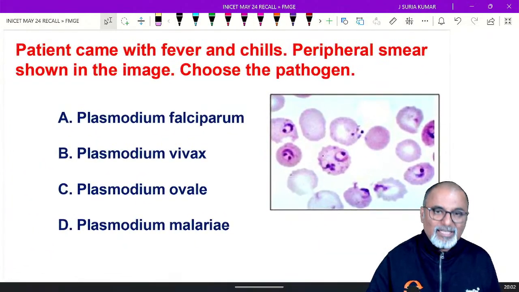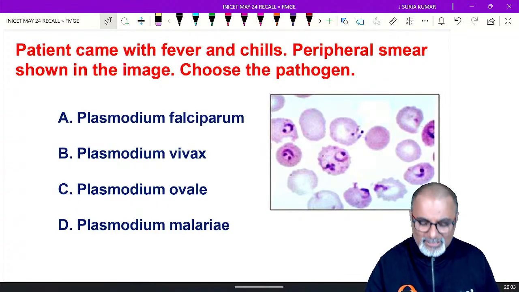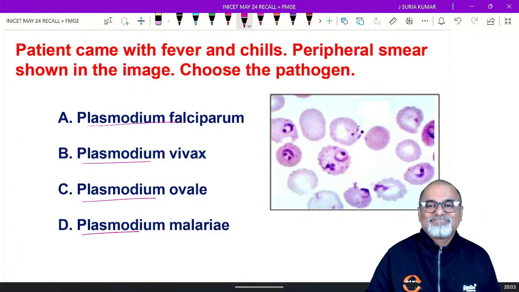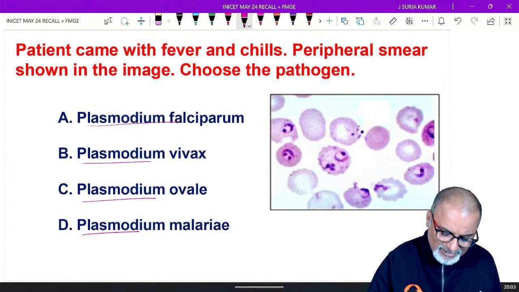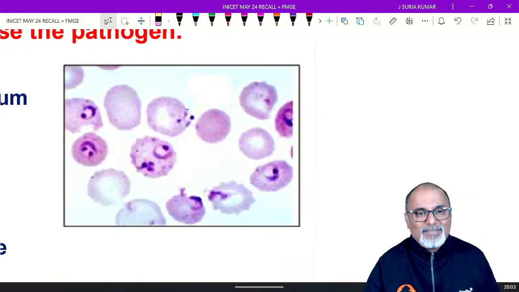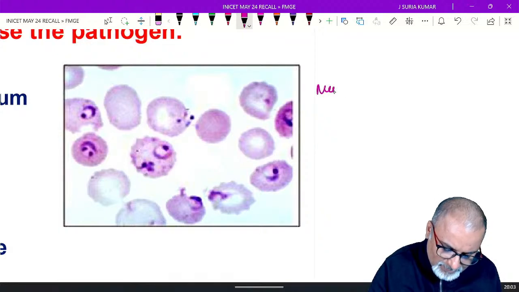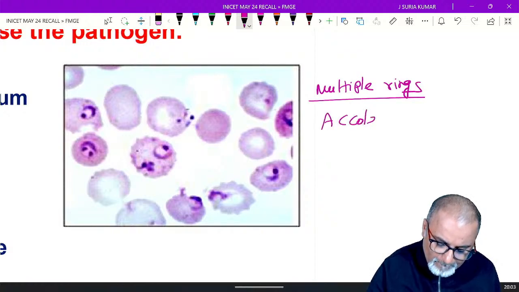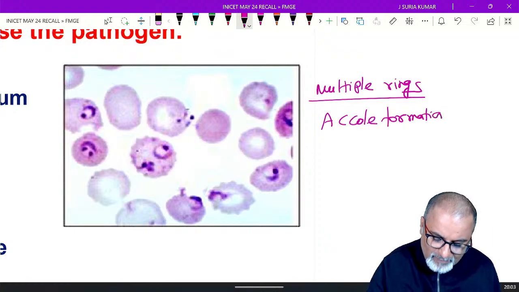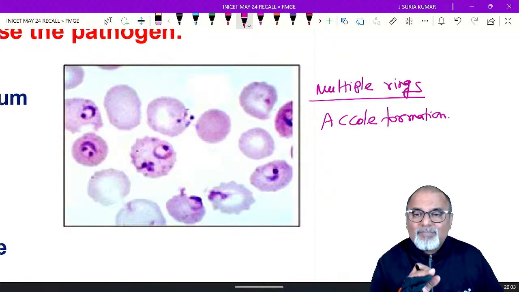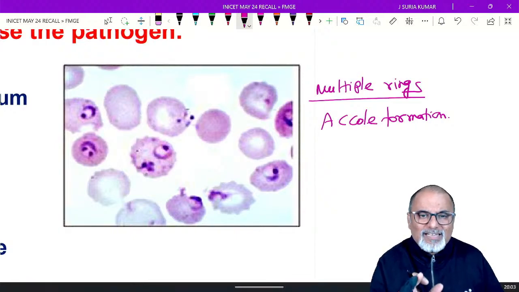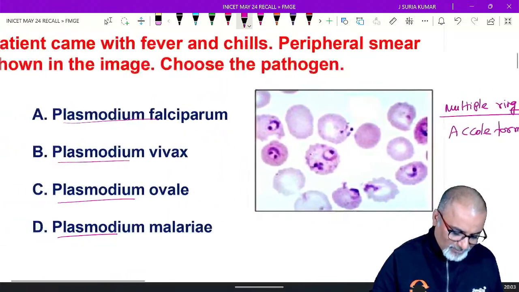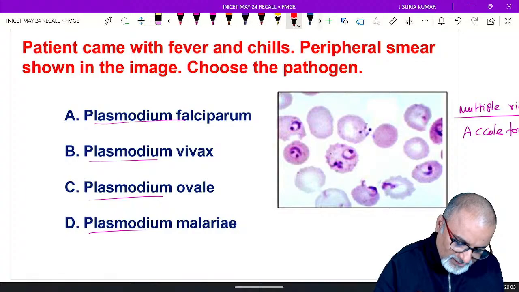A patient came with fever and chills. The peripheral smear is shown in the image. Choose the pathogen. Fever and chills, you need to think of Plasmodium, and they gave all the Plasmodium species. So your diagnosis is correct. You are going in the right path. See the picture. Multiple rings. We call it accolé formation. I used to tell, wherever you see multiple rings, accolé formation, or banana or boat shaped gametocyte, close the file. It is Plasmodium falciparum. Think of Plasmodium falciparum.